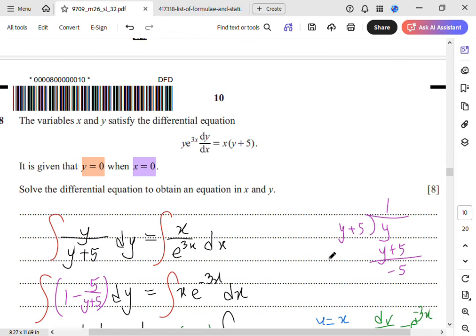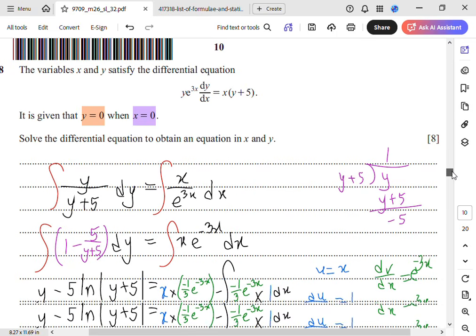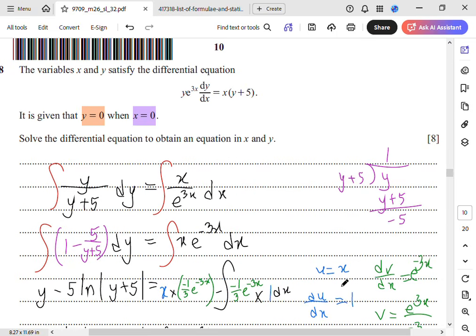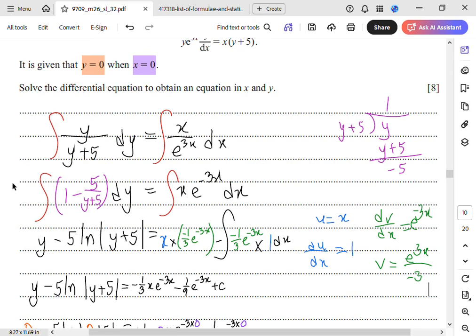So I've used long division to write this as a mixed number. So then this becomes 1 minus 5 by y plus 5 dy, and I can write this as e to the power minus 3x. So I'll have to use integration by parts for this, right? So for integration by parts, I'm going to take x as u, so u is equal to x, so du by dx would be equal to 1, and I'm going to take this as dv by dx. So dv by dx is equal to e to the power minus 3x, so v would be equal to e to the minus 3x divided by minus 3.